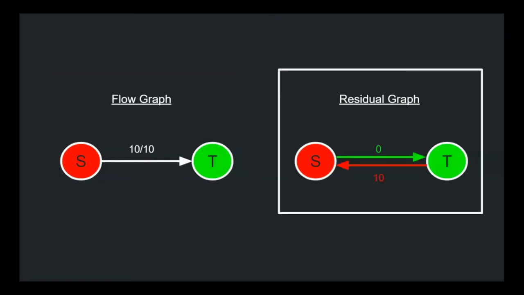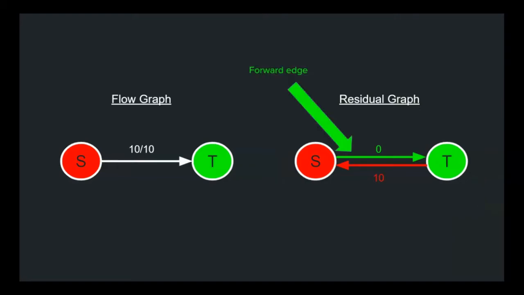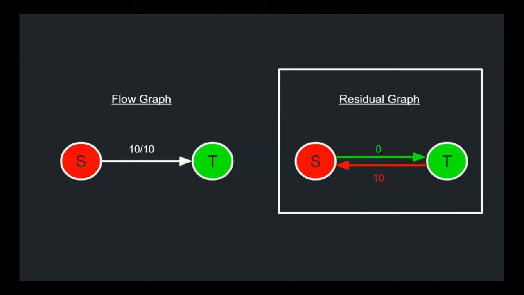Now create two edges in the residual graph, the forward edge and the backward edge. The forward edge in the residual graph shows how much more flow we can push from S to T. The backward edge shows how much flow we can take back. Since we cannot push any more units of water from S to T, the forward edge is 0. We can undo 10 units of water from S to T, so the backward edge is 10.